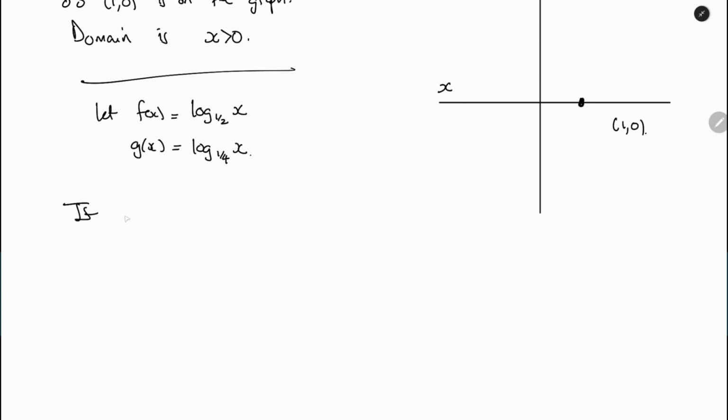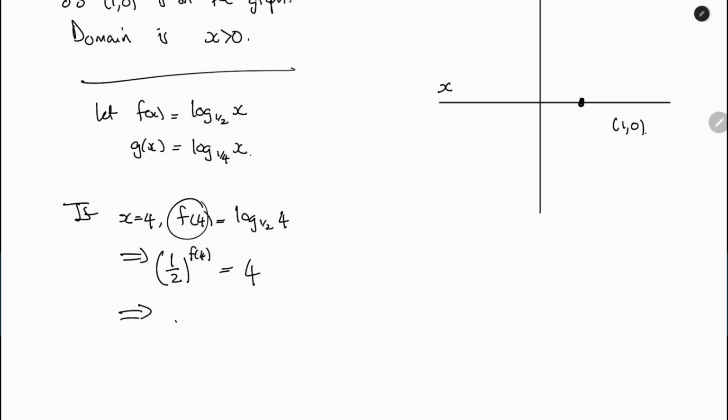If x is equal to 4, then f of 4 is going to be log base a half of 4, which implies that a half to the power of f of 4 must equal 4. Okay, so a half to the power of f of 4 is going to equal 4. So what's the answer to that? This implies that f of 4 must equal, sorry, minus 2, right? So think about that.